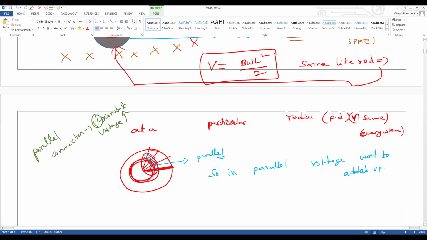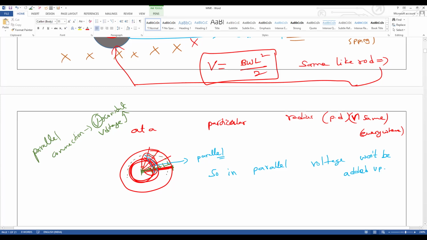So from inside to outside, everywhere the voltage remains constant. What does it mean? From the center to here, everywhere it has the same potential difference. All of you understanding, guys? From inside to outside, V remains the same. All of you please respond.